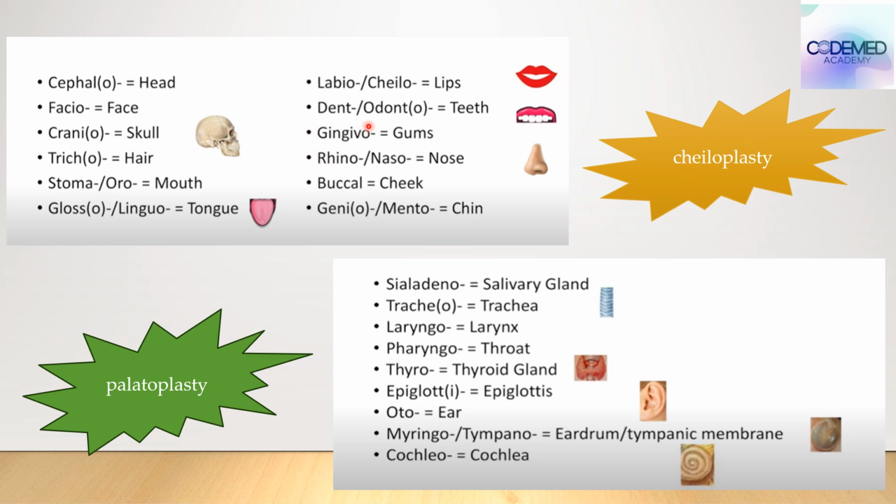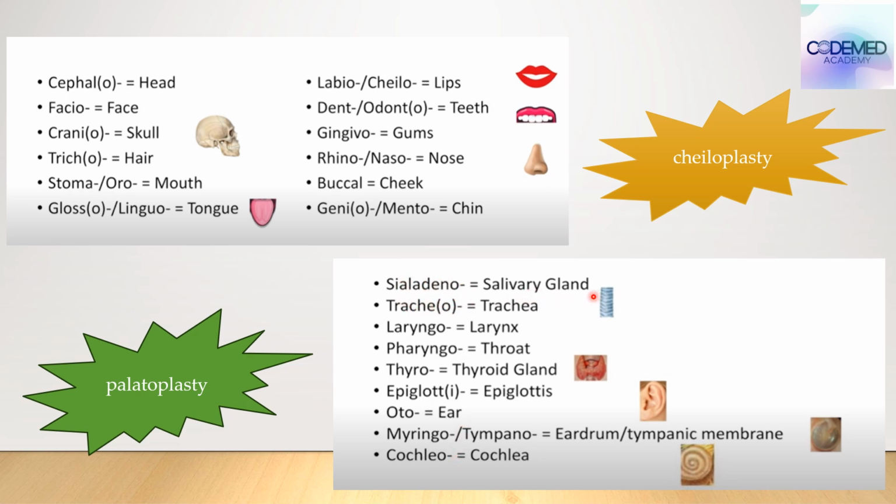Then dento and odonto is teeth. So dentogenic is the arrangement of the teeth. Then gingivo is the gum. So gingivitis is the inflammation. Rhino is the nose, which we have seen in the previous chapter. Buccal is the cheek. Buccal mucosa is the lining of the cheek from inside. Then genio or mento is the chin. Then some more medical terminologies.